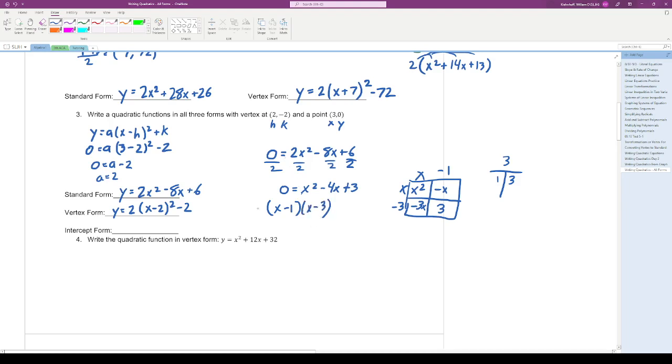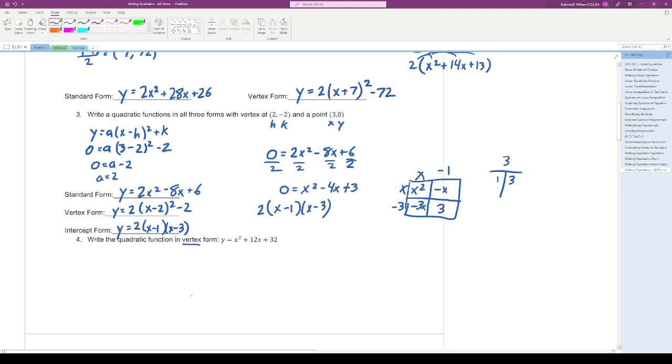But remember, I took that 2 out earlier, so that a value that we see in every form of the equation is still going to be out here when we get to the end and write it back as y equals 2 times x minus 1 times x minus 3. So you'll always see that when we write all three forms, this 2 appears in all of them. So whatever the a value is, all three equations have that in common. So it's kind of nice to see them side by side and see that 2 repeated like that. Okay, so next one, we're going to write from standard form into vertex form.